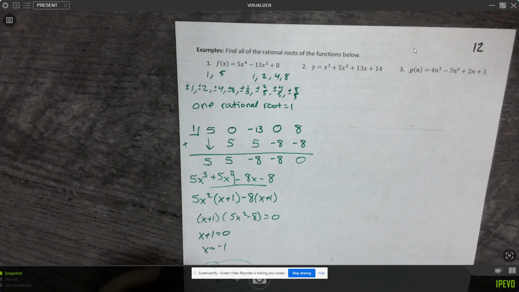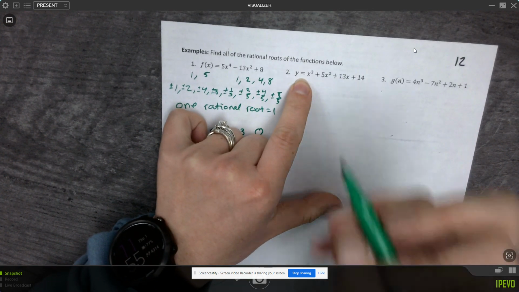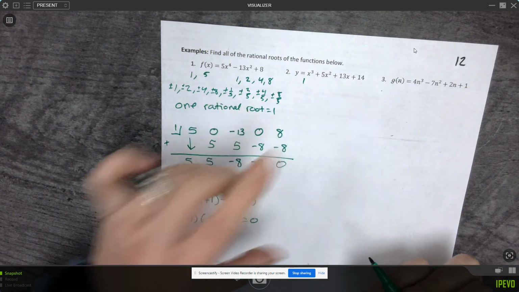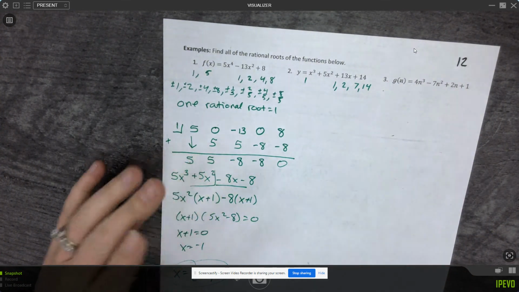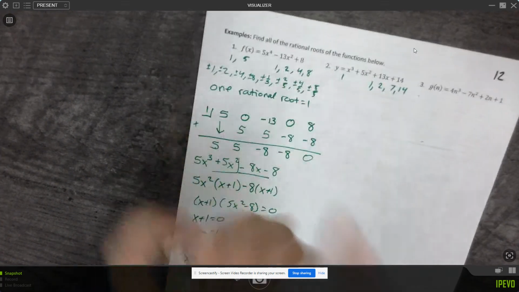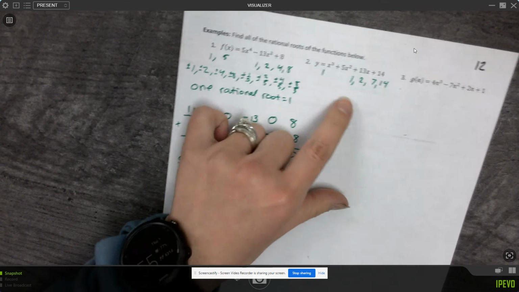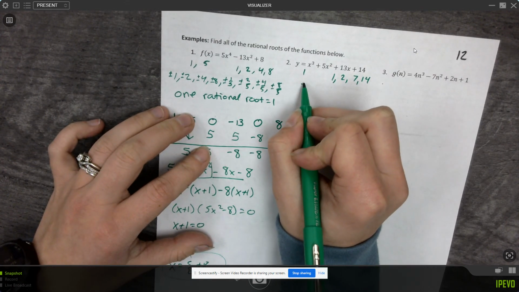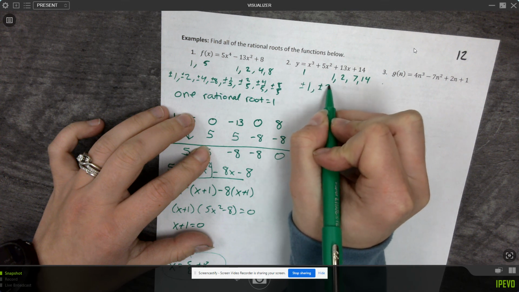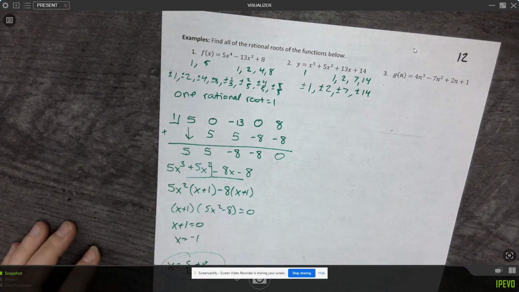So first, we need to list out all of our possible rational roots. So this is a nice example because this is 1 and then 14. So we have 1, 2, 7, 14. It's really nice when either of your numbers is 1 because it makes it a lot fewer options, because now it's just everything divided by 1. So the possible rational roots are plus or minus 1, plus or minus 2, plus or minus 7, plus or minus 14.